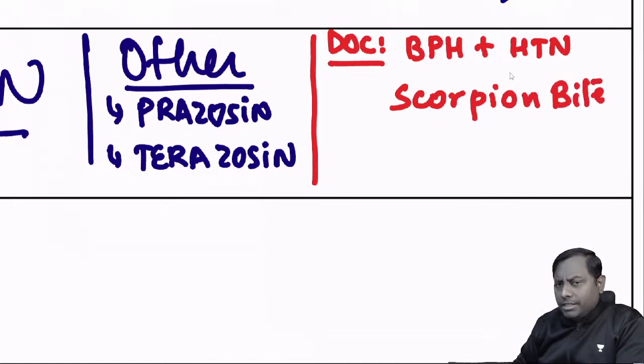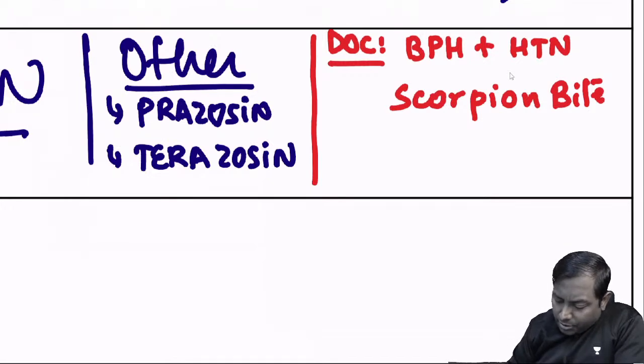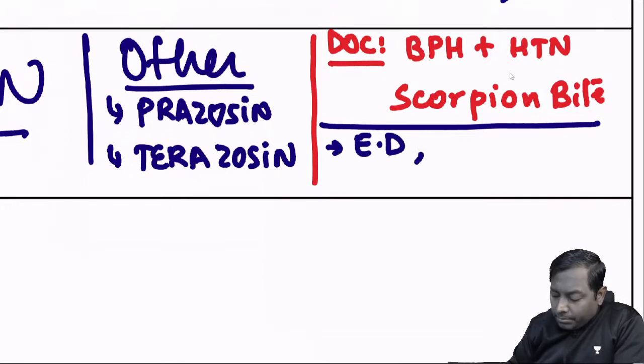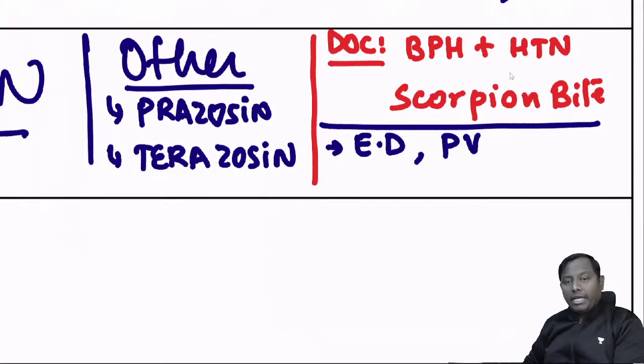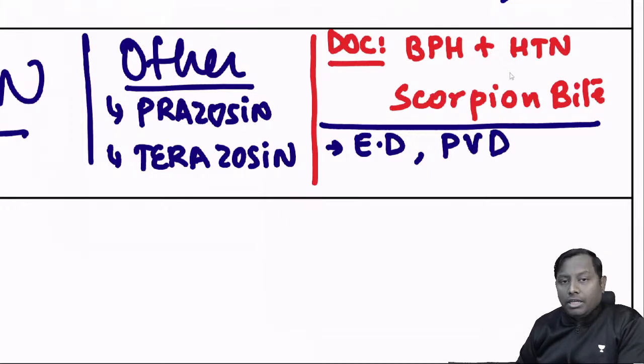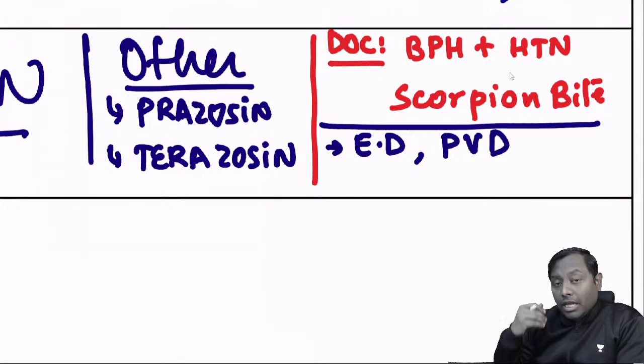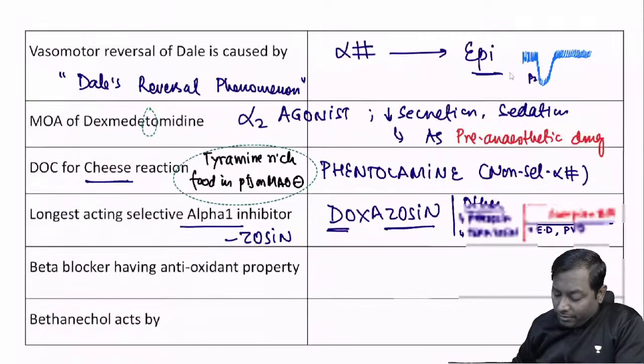Do remember, it has multiple other roles as well. They can also be utilized in a patient with erectile dysfunction. It can also be utilized in a patient with peripheral vascular disease like Raynaud's phenomenon. Alpha blocker is also the same drug that was used for eliciting vasomotor reversal of Dale. How will you elicit vasomotor reversal of Dale? If you are going to give a high dose of epinephrine in a patient who is already on the alpha blocker.